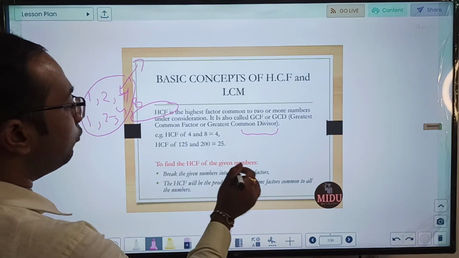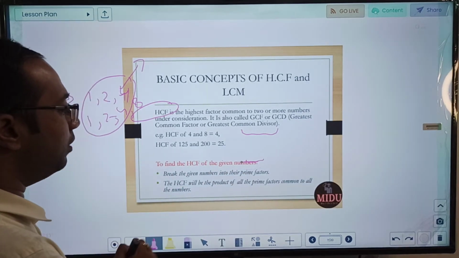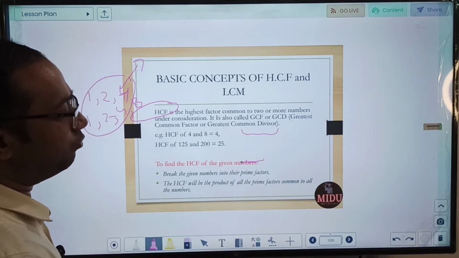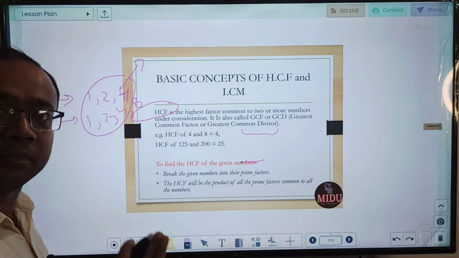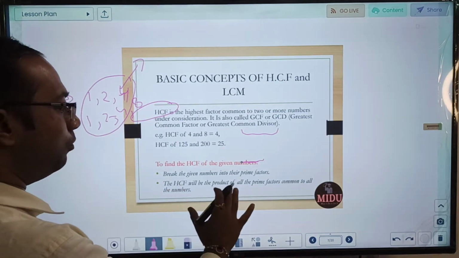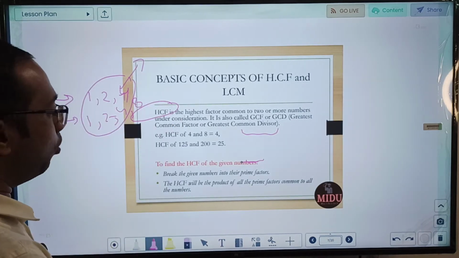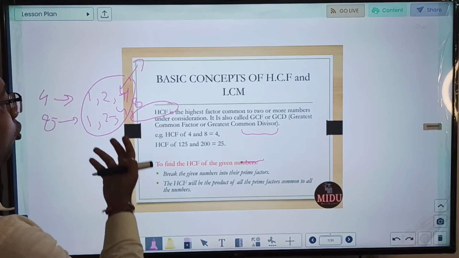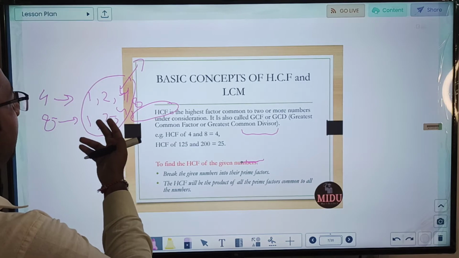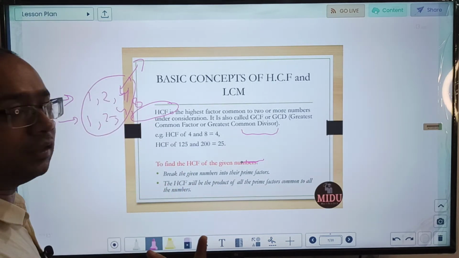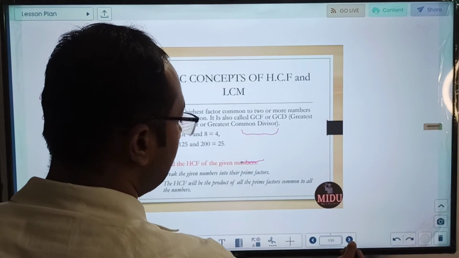To find the HCF of given numbers, how can we find it? Break the given numbers into their prime factors. HCF will be the product of all prime factors common to the numbers. So whatever prime factors are common, the HCF will be their product.